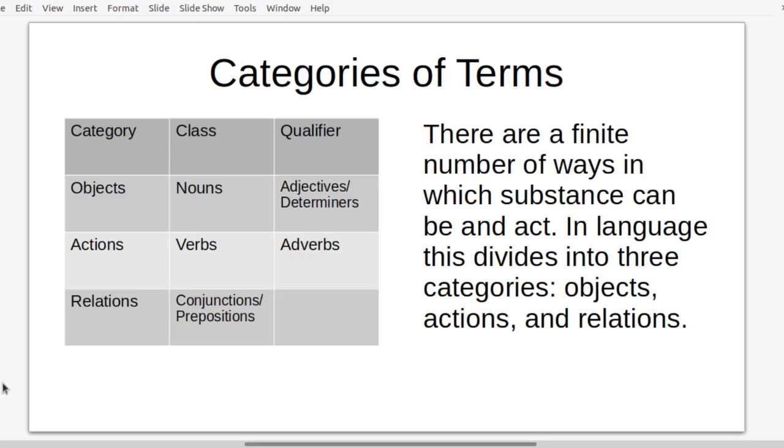But then we have the class, so all of the category components fit into those 3 categories of what composes our reality. Then our class is the types of ways in which these interact with the categories, and then our qualifiers, which are modifications to all of those things that the categories have already fleshed out.